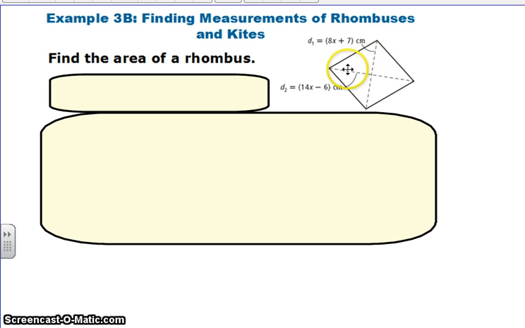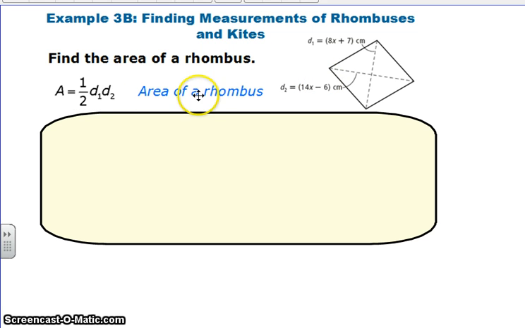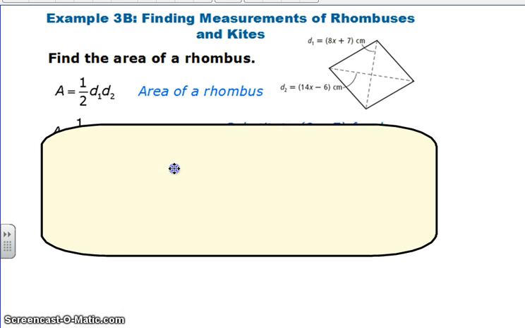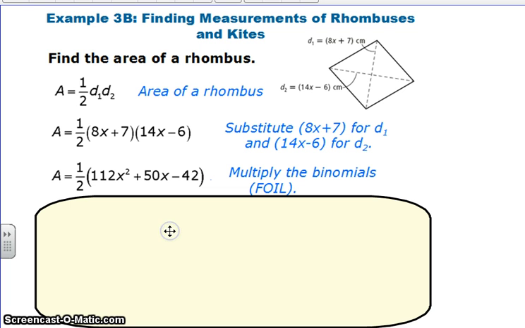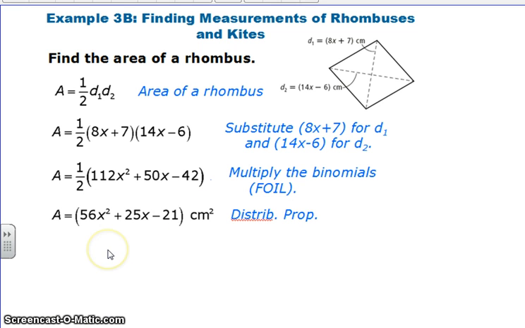So let's try it with a rhombus. Find the area of a rhombus, and now we have more interesting expressions for the diagonals. Well, go ahead and pause, come back. Of course, we're going to start with the formula for the area of a rhombus, same formula, and substitute the known values, which are binomials, right? So we're going to have to use our multiplication, right? And we're going to have an expression involving x in our answer.